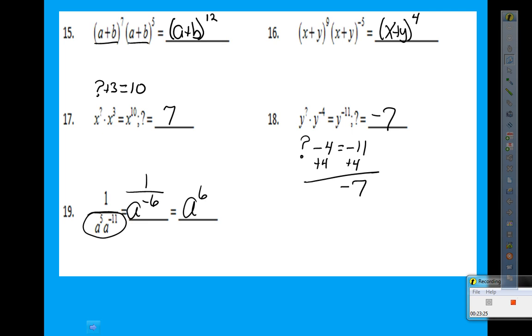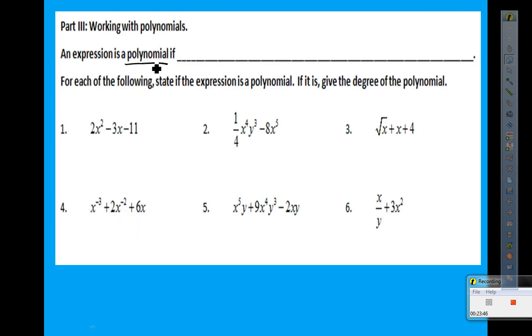I need to talk to you about what polynomials are, and then we're going to review, because we've been doing it, we're going to review on how to add, subtract them, maybe even multiply them. So if you will, add this to your paper. An expression is going to be a polynomial if the powers, the exponents, whatever you want to call them right now, are whole numbers.